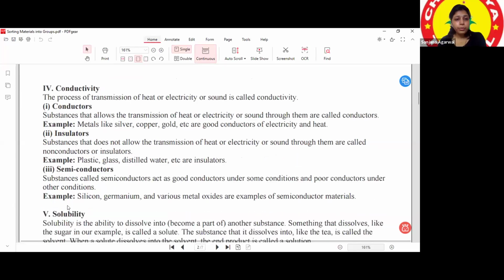Next property of the materials is conductivity. In place of transparency, put the main heading conductivity. I'll just explain to you what is conductivity.